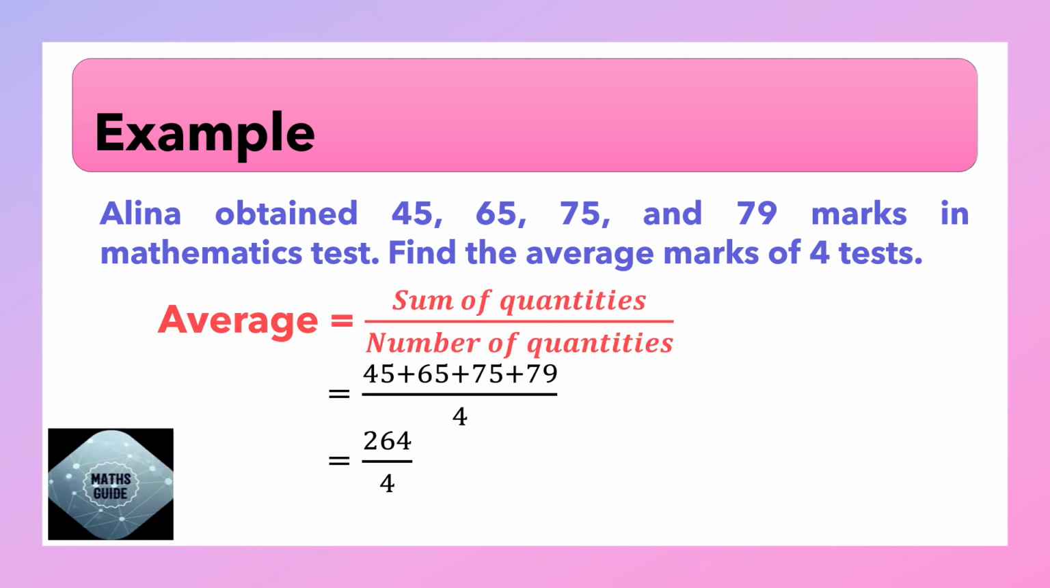Now, look at this formula of average: we have to divide the sum of quantities by the number of quantities. We have 4 quantities over there and the sum is 264. We will divide it by 4 and the average is 66. It means the average score of Alina is 66. It means if she gets equal marks in all 4 tests, that could be 66, as 66 times 4 is the same as the sum over here, that is 264.